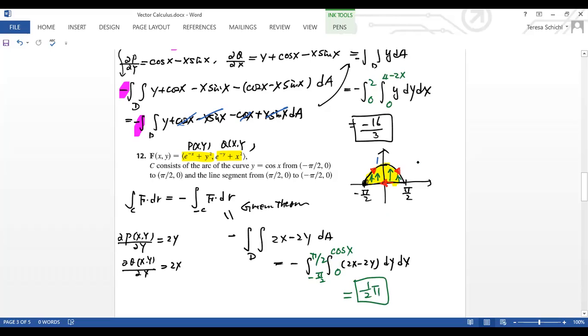Okay, that's it. For the last two problems I just want to show you, be very careful. If the path is negative orientation, then you need to add a negative sign in front. Just like in Calculus 2, when you switch the integration limits, you need to add the negative sign. After you add the negative sign, then you can apply Green's theorem. Remember, for Green's theorem, you need to have positive orientation.